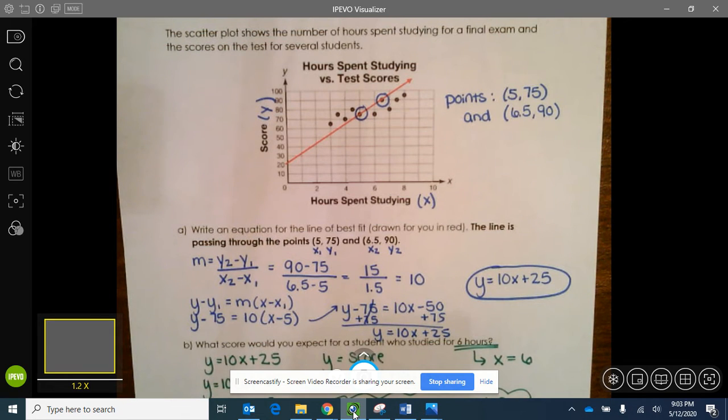So here was the question you were answering. The scatter plot shows the number of hours spent studying and the scores on the test. It says write an equation for the line of best fit. Now, like I mentioned, because we're doing this virtually, you're not going to have to draw the line of best fit. It will be drawn for you.